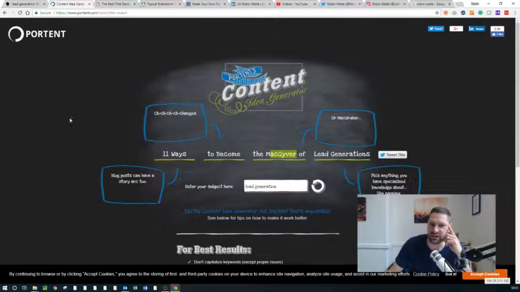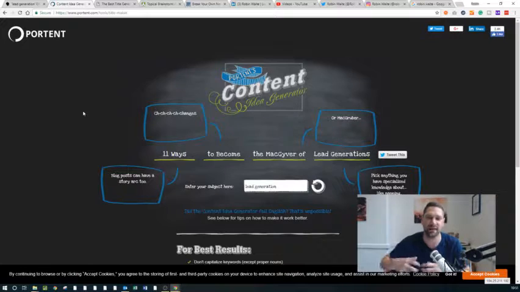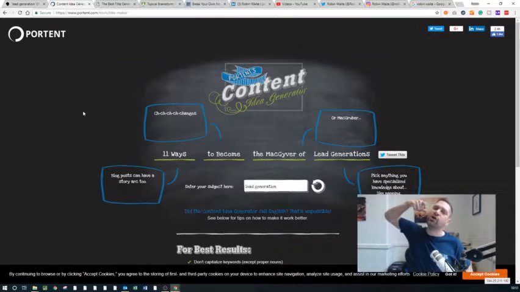The second tool is Portent's Content Idea Generator. This is about producing headlines that are going to captivate people's imagination and get them to read your content. This is lead generation. We generate leads through producing content. It doesn't matter whether it's online or offline, in magazines, on the radio or in books. It doesn't matter where we produce this content. We have to produce catchy headlines to get people hooked into your content and to actually read about it.